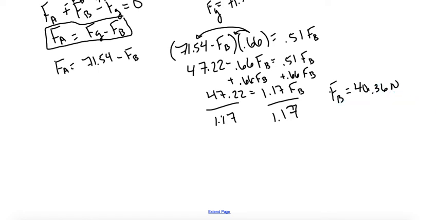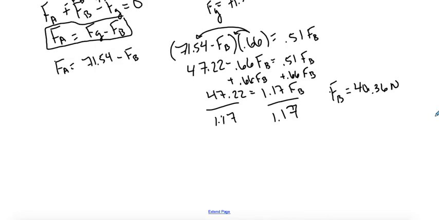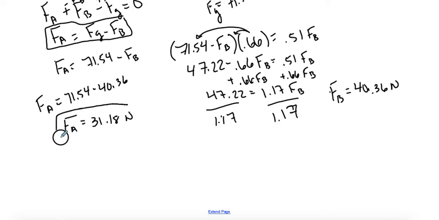All right, so now we were looking for A, so we're going to have to take that and plug it in. So force of A is equal to 71.54 minus 40.36. So force of A is 31.18 newtons. Okay, so we have force of sawhorse B, force of sawhorse A, force of gravity. If we added those three together, as in our equation up here above, we would show that they all add together and give us a net force of 0 because this is an equilibrium.